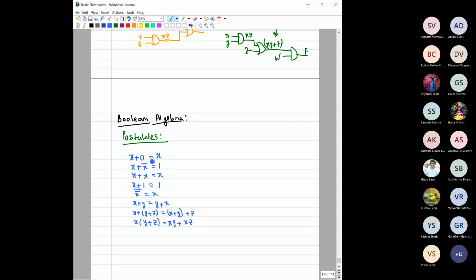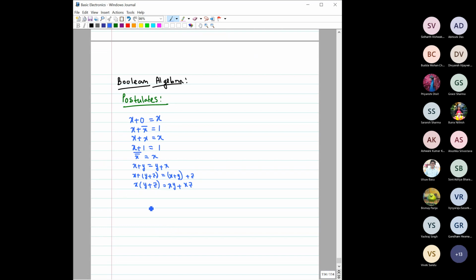Okay. So here, these are a couple of postulates, and here is one theorem. This theorem is called De Morgan's theorem. Maybe before De Morgan's theorem, I will show one more. That is this one. See this x plus xy. So what will be the value of this x plus xy? This will be equal to x only, because it is not difficult to understand.